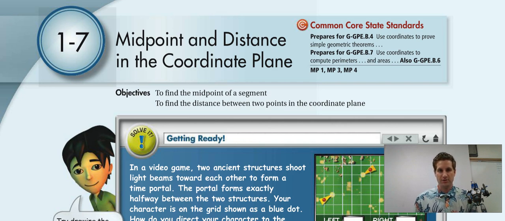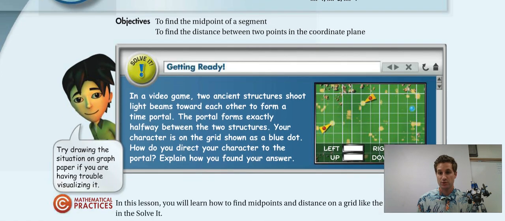Make sure we go ahead, always write the heading, 1.7, midpoint and distance in the coordinate plane. So we're talking about the midpoint and distance formula, which are two huge major topics we're going to see all the way throughout the year. So let's go ahead and dive in. Our goal is to find the midpoint and also find the distance between 2 points.